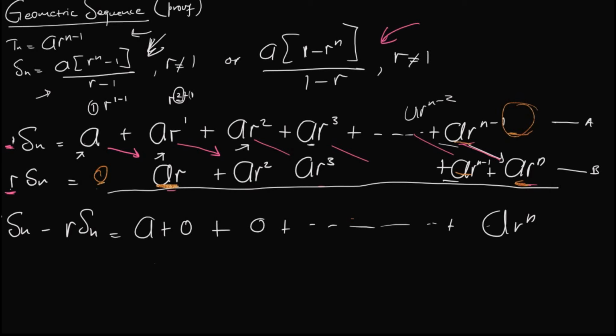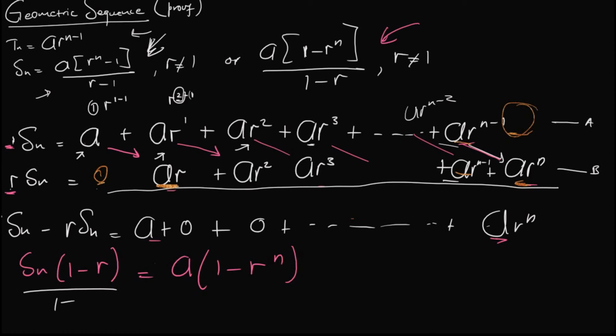These are also 0. It's very clear. So what we're going to do is take a common factor Sn, just like the previous one. So we have Sn into 1 minus R, which is equal to A as a common factor, and then into 1 minus Rn. You can see that if you take common factor A, you have 1 minus Rn, then you divide by 1 minus R on both sides. So we have 1 minus R divided by 1 minus R.